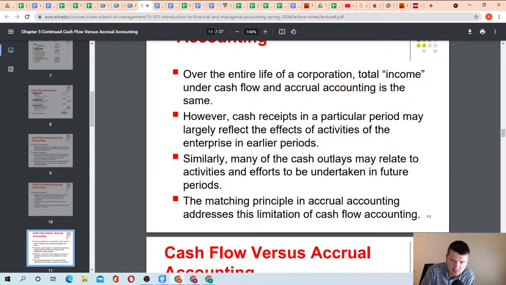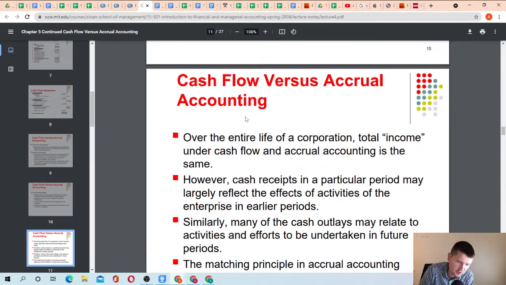Over the entire life of a corporation, total income under cash flow and accrual accounting is the same. So if you take a look at the corporation's entire life, from the startup stage till the liquidation, at the end the bases will correspond. Even if you earned a revenue but haven't received cash, you will have a difference between cash accounting and accrual accounting. In cash accounting, you will not recognize that revenue. In accrual accounting, you will recognize that revenue.